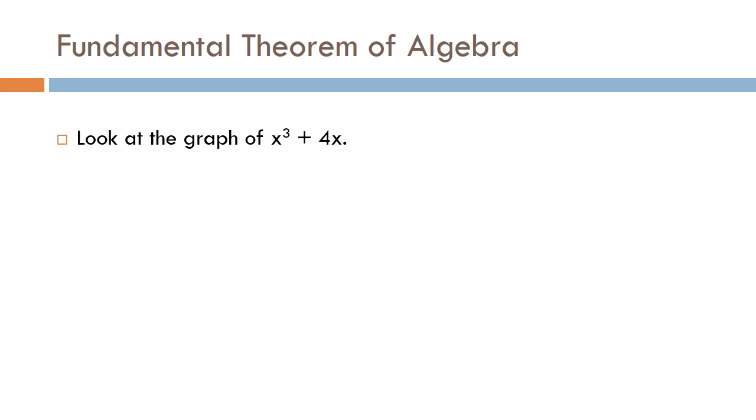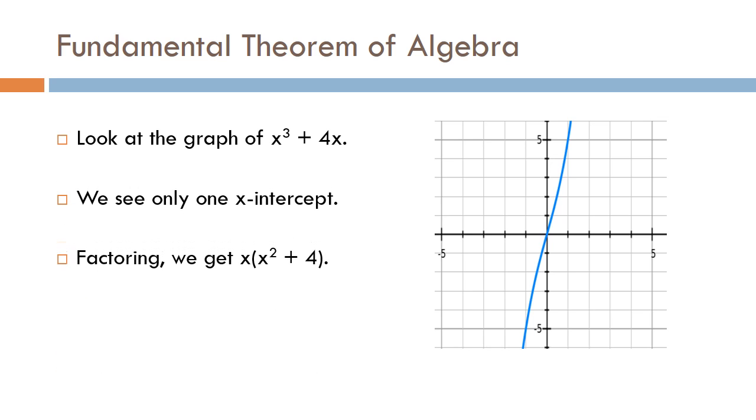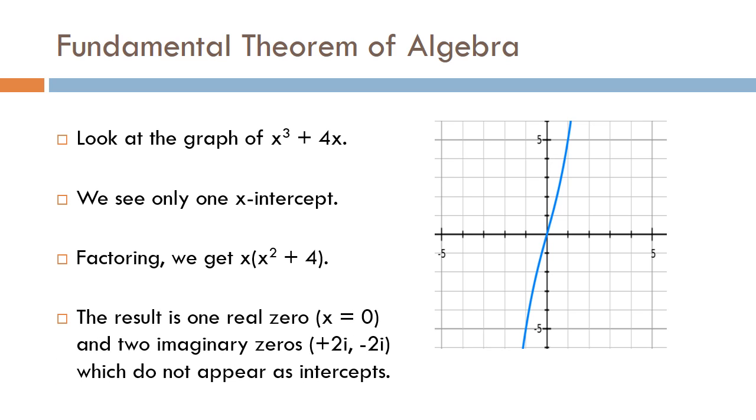Now let's look at this graph. Okay, this is a cubic equation, but we only see one x-intercept. Well, when we factor, we get x times x squared plus 4. We have a real zero, x equals 0, but then when we solve x squared plus 4 equals 0, we end up with 2 imaginary zeros, 2i and negative 2i, and these do not appear as intercepts. So you're not going to see the imaginary zeros on the graph.